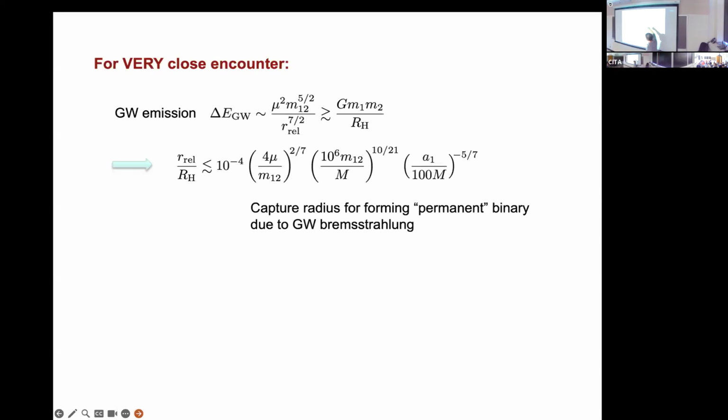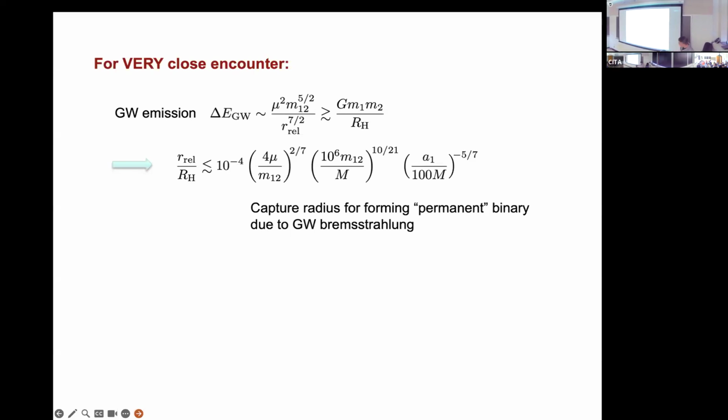So the typical energy scale here is G m1 m2 over the Hill radius. If you can radiate sufficiently, that depends on the separation between the little black holes, then you can get them bound, and in one shot the binary is formed. If you do that little calculation, you find that the relative separation is very small, 10⁻⁴. Remember, the typical separation is the Hill radius, but here a very close encounter means they come very close to each other, 10⁻⁴ or less.